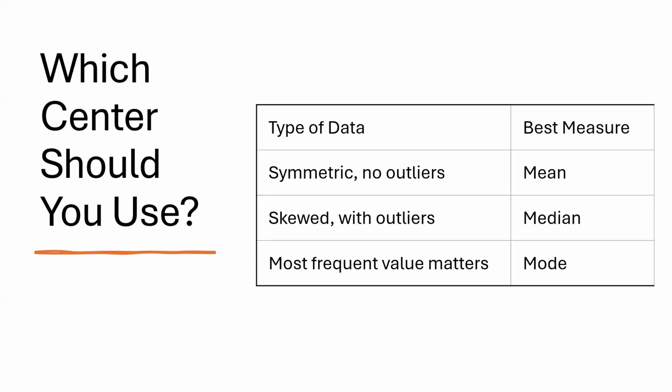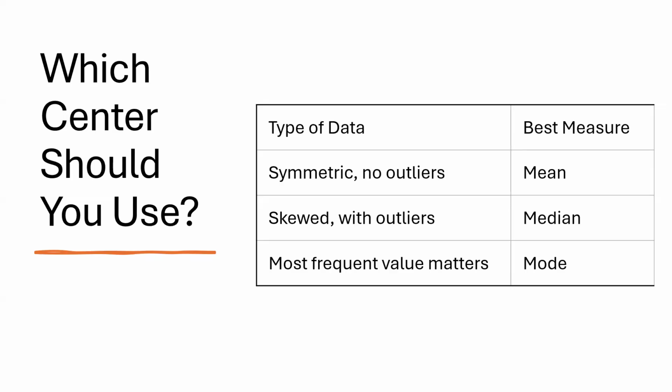We're going to use the median when the data is skewed or has outliers. A great example is home prices. Imagine one neighborhood where most homes cost between $200,000 and $300,000. But there's one mansion that sells for $3 million. If we calculated the mean home price, that mansion would pull the average way up and make it seem like the neighborhood is more expensive than it actually is.